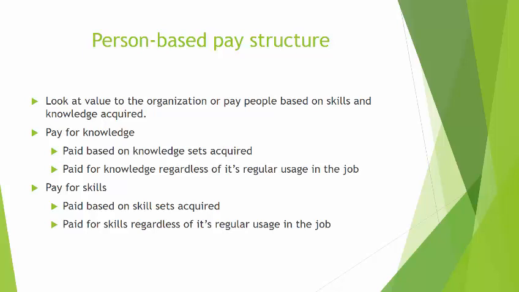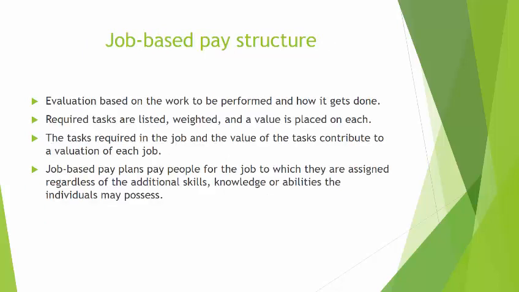Person-based pay takes many forms, but the examples I have given are common examples and clearly differentiate pay for skill from pay for knowledge and content. Now, job-based pay calls for an evaluation based on the work to be performed and how it gets done. Required tasks are listed, weighted, and value is placed on each. The tasks required to do the job and the value of the tasks contribute to the evaluation of each job. In my structure example above, the job of quality inspector was valued higher than the position of forklift driver.